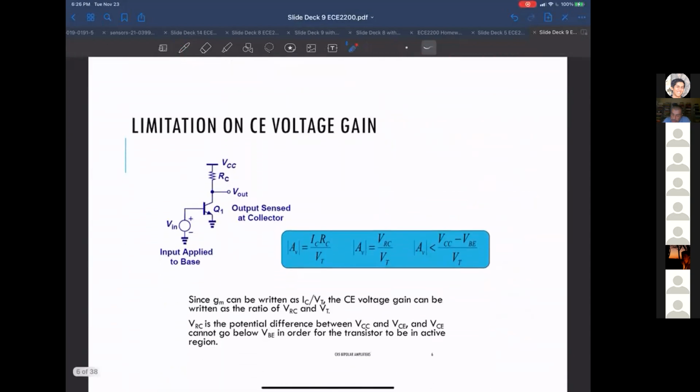But in fact, the limitation on the voltage gain ultimately comes from your so-called headroom. So what's called the headroom limitation.